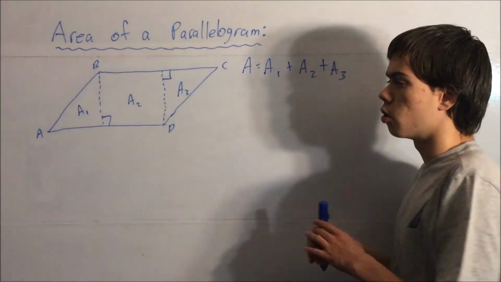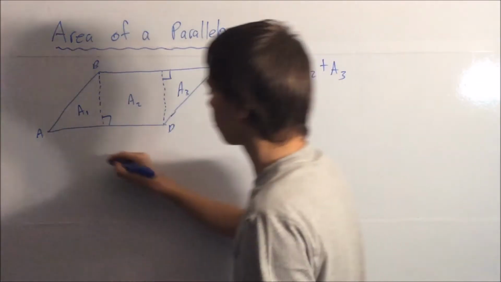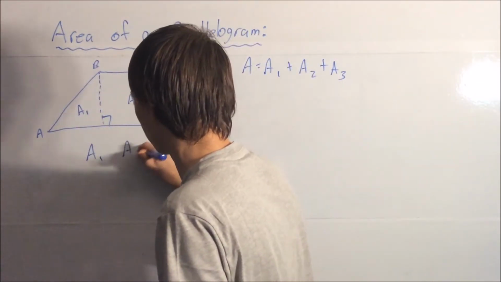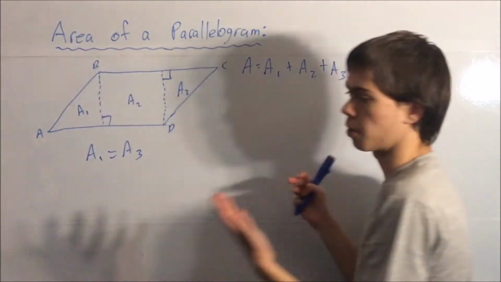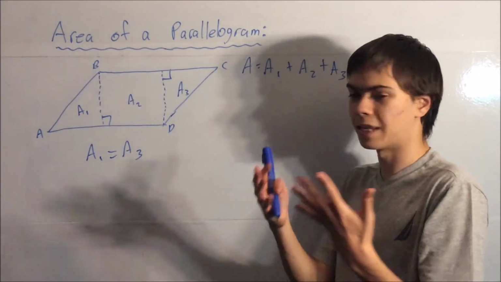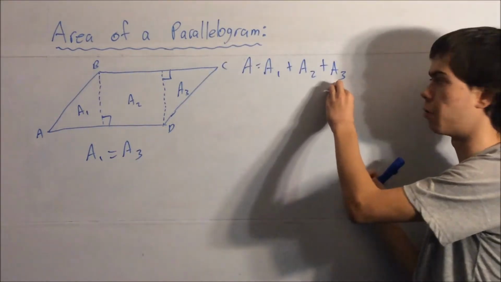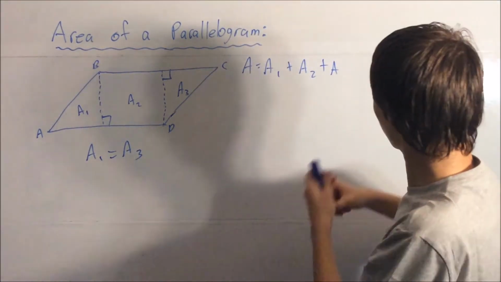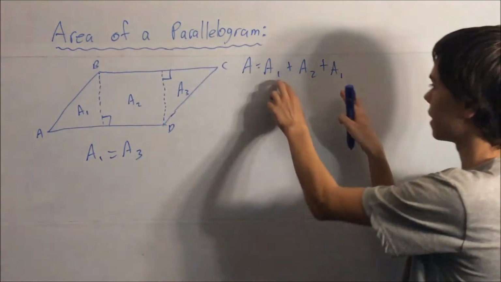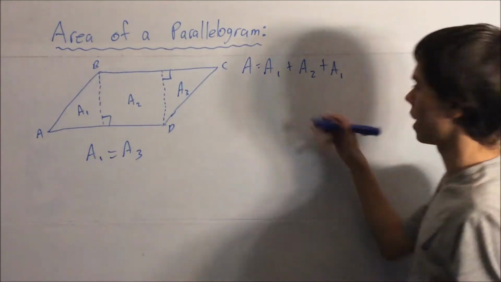Now, here's the thing. We know that Area 1 and Area 3 are equal to each other because remember, congruent triangles have equal areas. So as a result, we can just replace Area 3 with Area 1. And when we add A1 and A1 together, we get 2A1.